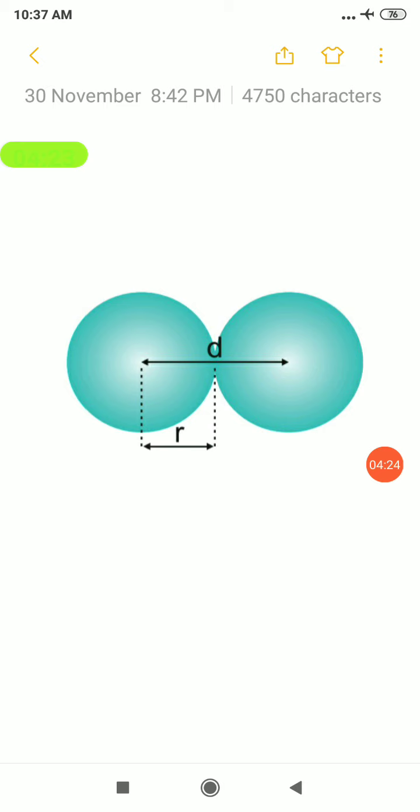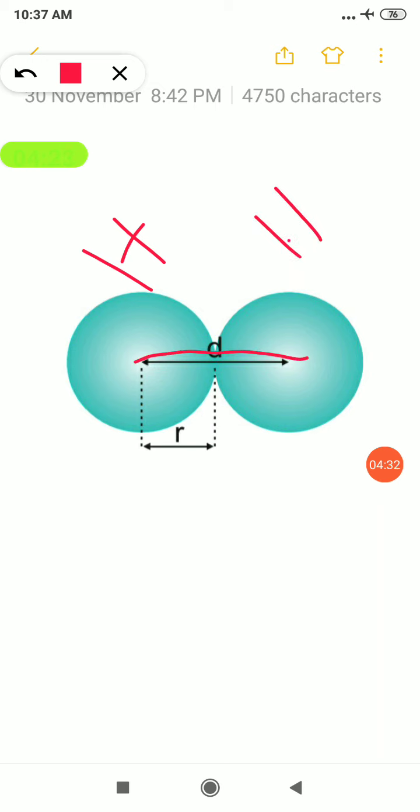Now there is a nice picture given. These are the atoms of a molecule. It may be hydrogen, this may also be a hydrogen molecule. Then this D is the internuclear distance between the two atoms present in a molecule. Now we can measure the radius. After measuring the internuclear distance, we have to divide the value by 2 so that we'll be getting the radius of the individual atom. So this is called covalent radius. We can measure the radius of a covalently bonded atom in a molecule.